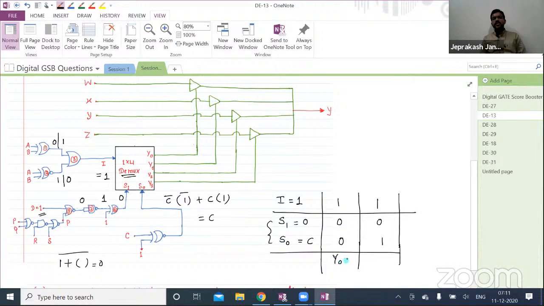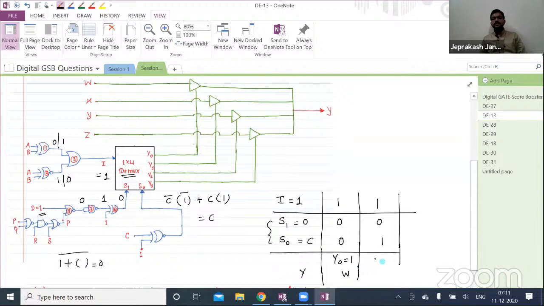In this case, y0 is getting 1. So that means this particular buffer is enabled. Whatever the input is there, that particular input will come to the output, right? So that means here y equal to w.